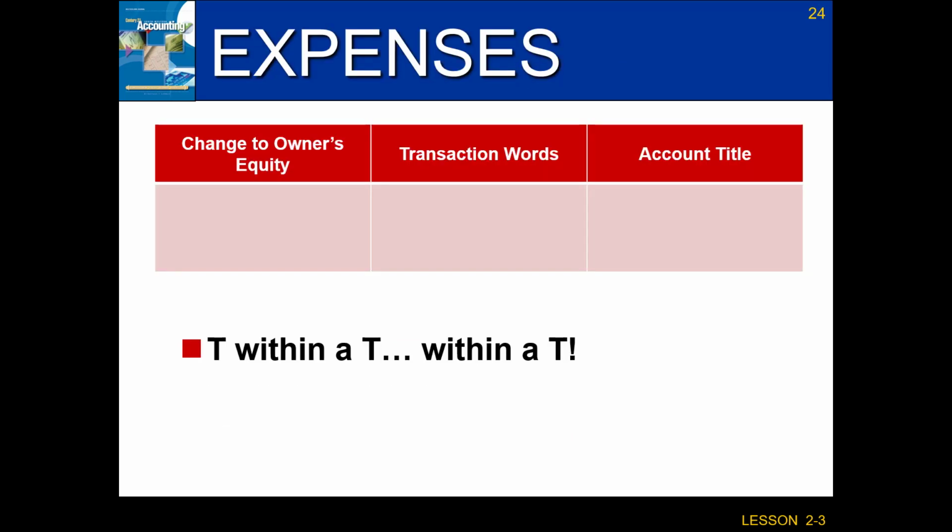Next up, we have expenses. Remember that expenses are a decrease to owner's equity, and those transaction words could have been advertising, rent, telephone bill, repairs, utilities bill, postage, charity. The actual account title is what you're doing plus the word expense. Advertising expense, rent expense, utilities expense, repair expense. It's another T within a T within a T.